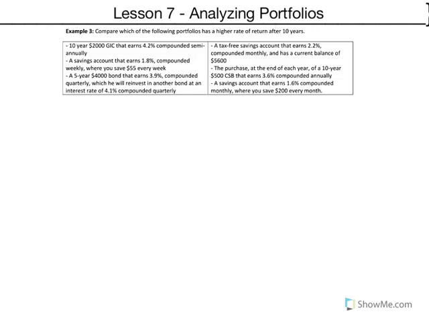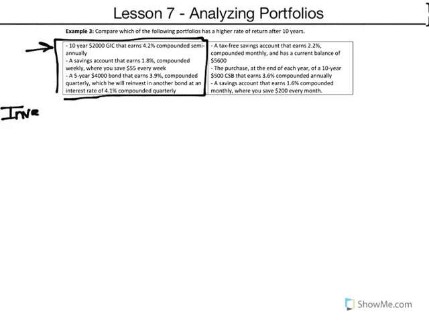So first, we're going to compare two investments. Let's do this one first on the left side of the page. First we're going to see how much they invested themselves. They did a 10-year, $2,000 GIC that earned 4.2% compounded semi-annually. So that means they are investing $2,000.